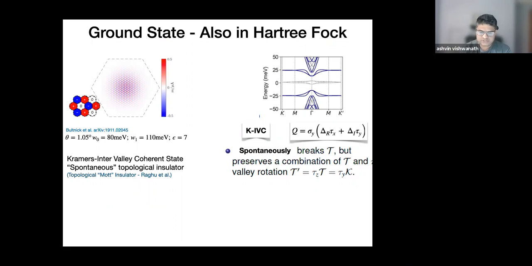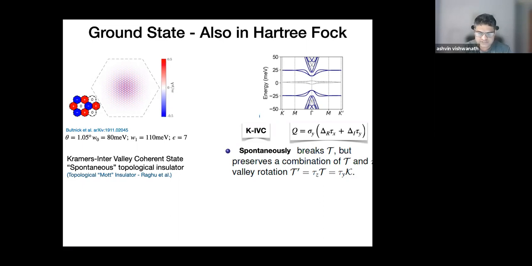Okay, so the upshot of all of that analysis from this strong coupling limit, with the perturbations, is that you identify a particular ground state within this large manifold, which we call the KIVC, the Kramers intervalley coherent state. Here's a picture of this state. It breaks translation symmetry, not at the Moire scale, but actually at the graphene lattice scale. It's an intervalley coherent state. It makes a condensate, an excitonic condensate, between the opposite valleys.